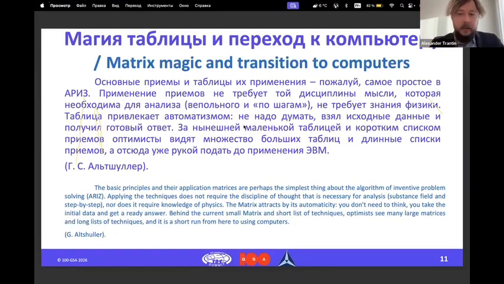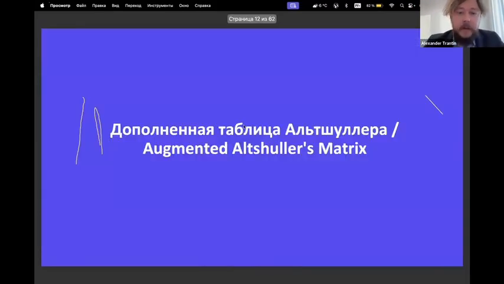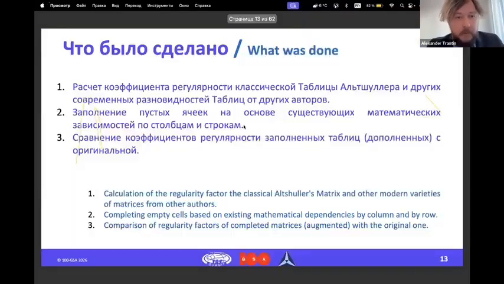We understand what kind of parameters we have. We understand the contradictions. We need to find the recommendations which will be helpful in order to solve our task. And when we work with such great matrices, it is very convenient with the help of computers. This is what we do nowadays, actually. And the first step of our work was the augmented Altshuller matrix.